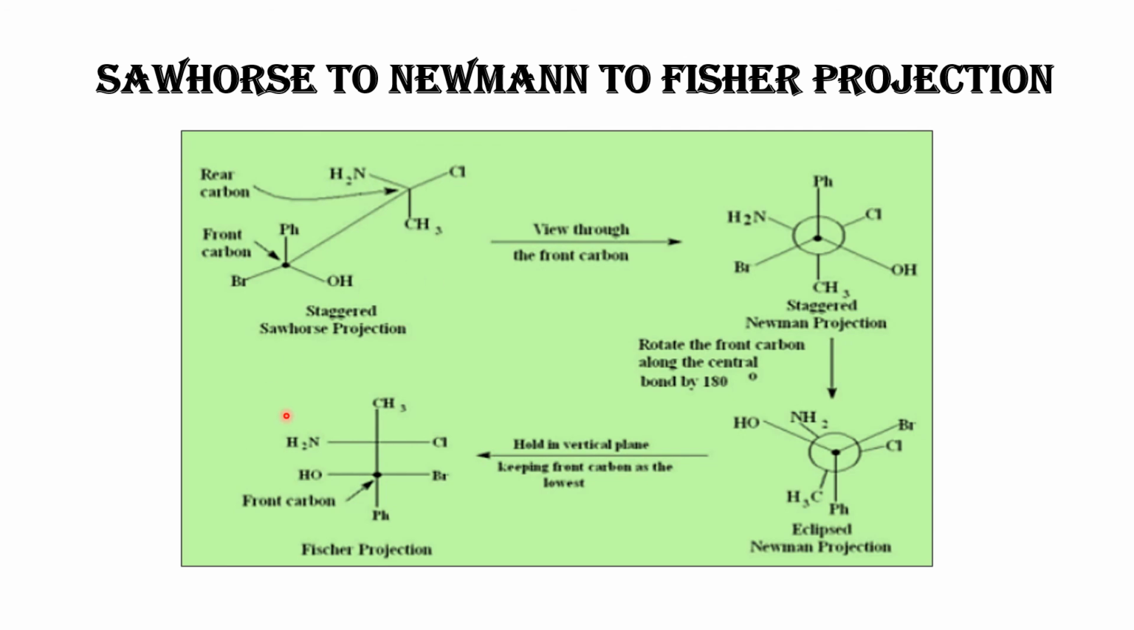Sawhorse to Newman to Fischer projection. How to write it? See here, this is the Sawhorse form, the staggered form of Sawhorse. Okay, this you need to write in Newman; the Sawhorse staggered form will give you the staggered form only. Only the Fischer form always gives the eclipsed projection. So if you want to write in Fischer, you need to make it an eclipsed form. Even though you are getting a staggered form, you need to make it eclipsed. How to get the eclipsed? Do not rotate by 60 degrees. You have to rotate always 180 degrees. This is the mistake usually the students make. Okay, you have to do the 180 degree rotation.